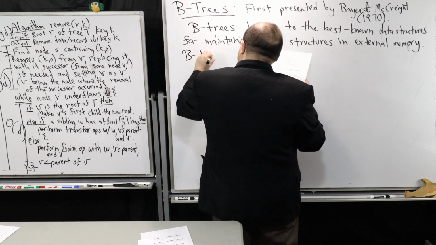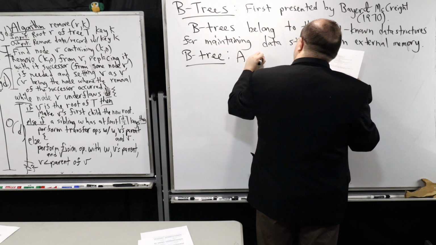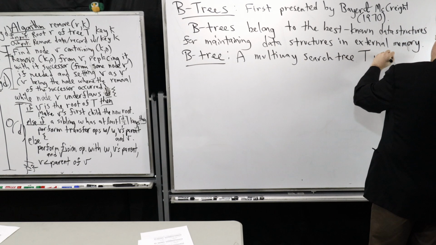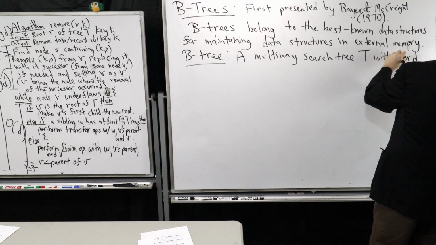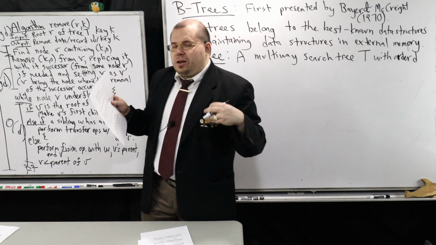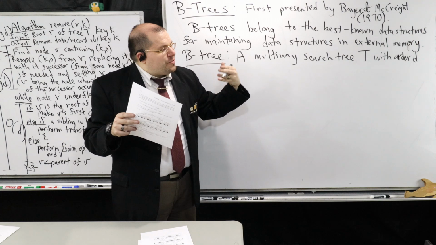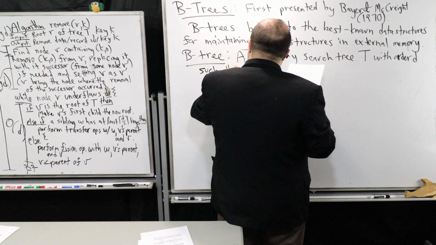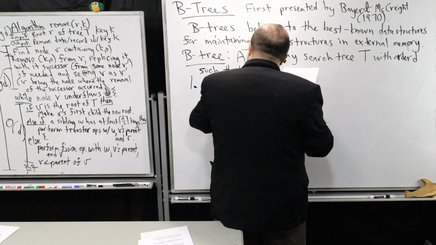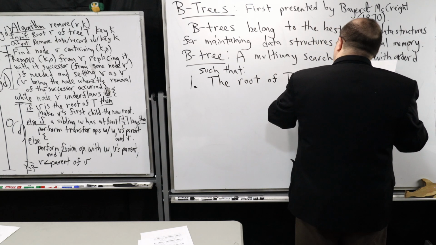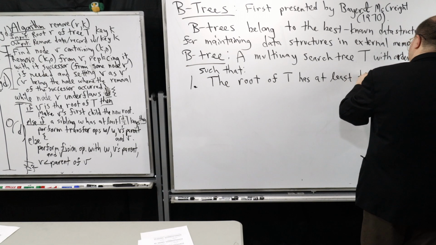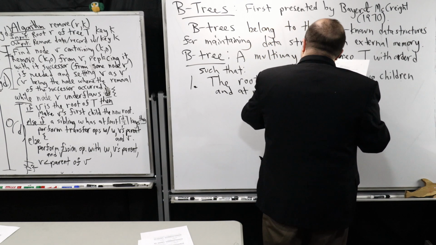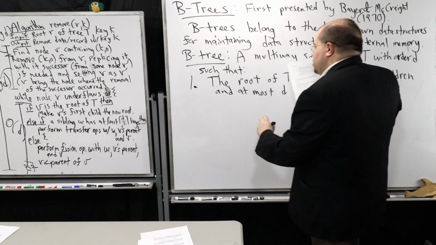So here's the definition of a B tree. It's just a multi-way search tree T with order D. That means that if I give you any one of the nodes, the number of children it has is going to be at most D, such that we have the following properties. Here's the first one: the root of T has at least 2 children and at most D children.